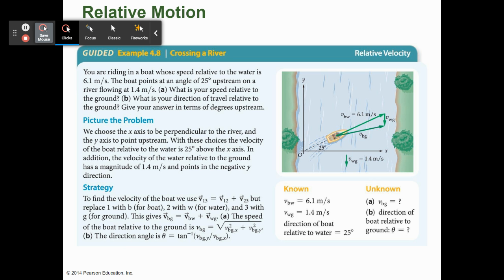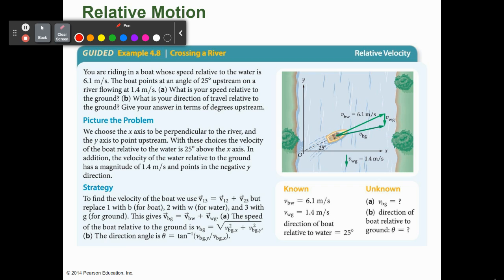Okay. So here is another example. You're riding in a boat whose speed relative to the water is 6.1 meters per second. The boat points at an angle of 25 degrees upstream on a river flowing at 1.4 meters per second. What is your speed relative to the ground? What is your direction of travel relative to the ground? Give your answers in degrees upstream.